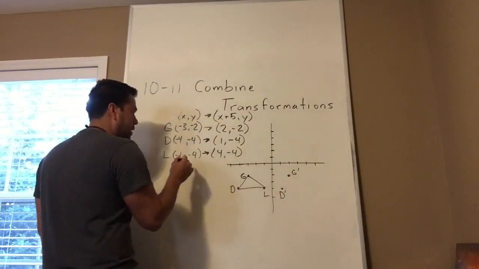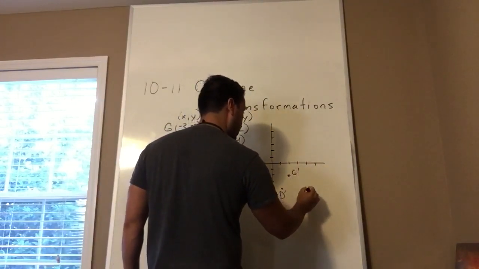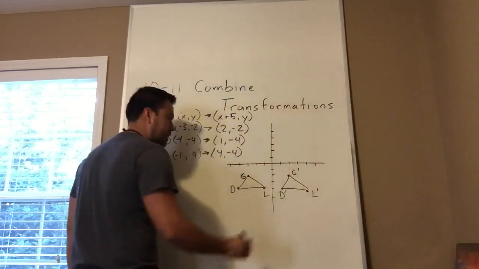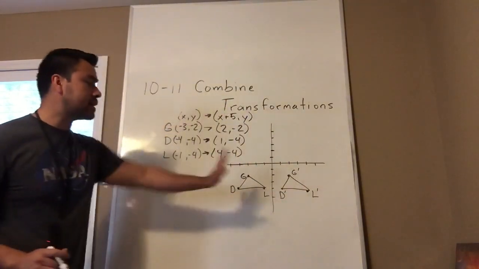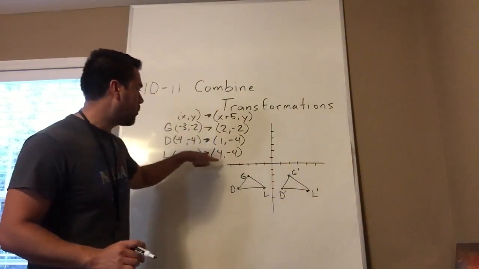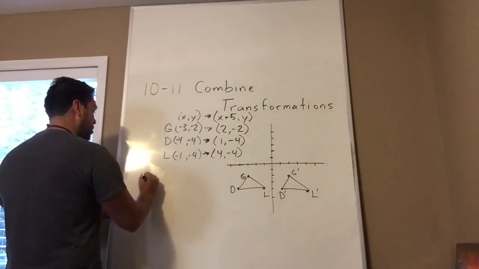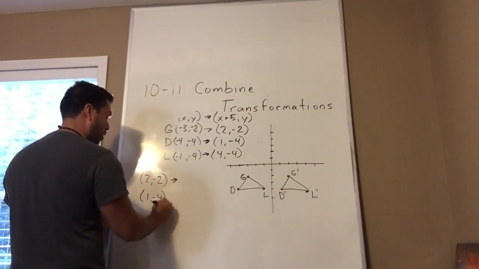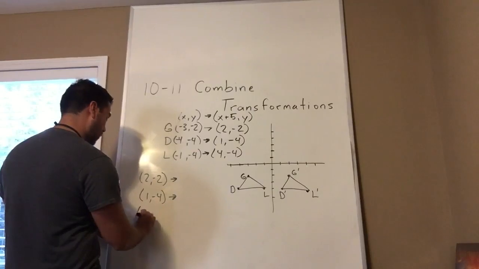And then 4, -4, 1, 2, 3, 4, 1, 2, 3, 4 would be my L prime. And is that the same figure there? That looks about right. So that's translated to the right 5 units, but then I'm going to reflect over the x-axis. I'm going to reflect these over the x-axis. So I'm going to write these here. So we had 2, -2, and then we had 1, -4, and then 4, -4.